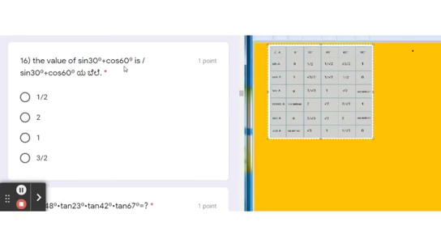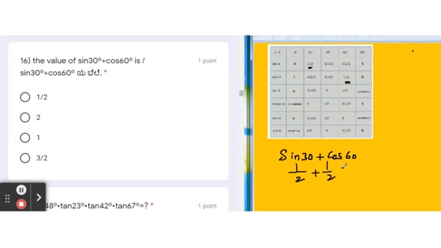16th question. The value of sin 30 plus cos 60 is. So to crack this problem, we have to know the trigonometric angles. Here sin 30 value is 1 by 2 and cos 60 value is also equal to 1 by 2. So sin 30 plus cos 60 is the question. Sin 30 value is 1 by 2 based on the table and cos 60 is also 1 by 2.